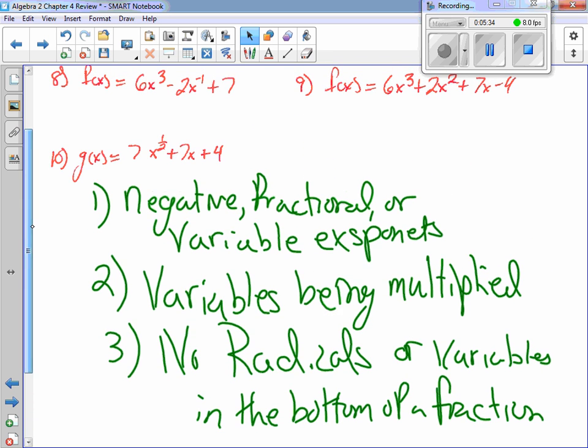Now, if we look at number 9, well, does number 9 have any of these here? Do we have negative exponents, variables as exponents, or fractions as exponents? No. Do we have variables being multiplied together? No, we just have the same variable all the way across. Do we have any radicals, variables inside of radicals? No. And any variables in the bottom of a fraction? So is this a polynomial function? Yes. Square roots, cube roots.